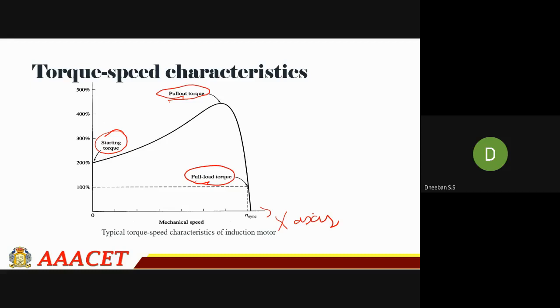The starting torque is the first initial torque at which your machine, that is your motor, will be starting to run. After that, it reaches the maximum value of torque, so this is your pull out torque. As the speed increases from zero to your synchronous speed, at the synchronous speed it is possible to attain your full load torque. So here it is very clear that your starting torque will be twice that of your full load torque. From this percentage of torque itself, you can clearly understand it.